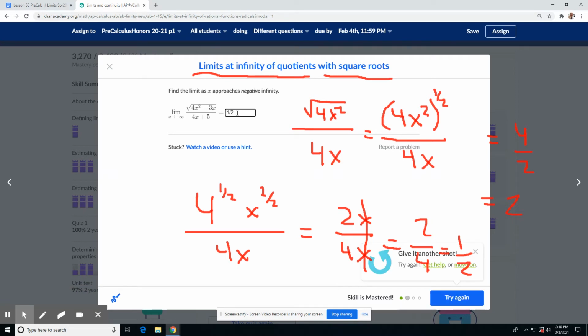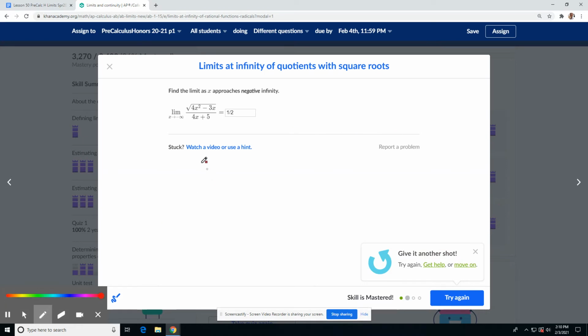All right, let's see. What did I do wrong? 2. Oh, whoa. What did I do wrong? We've been getting a lot of these. Do you see it? Finally, it's hard to see on this computer, but that's the limit. So if that was positive infinity, that would have been okay. But this is the limit as x goes to, here we are, negative infinity. This is where you have to be careful about those square roots and exponents and all that.